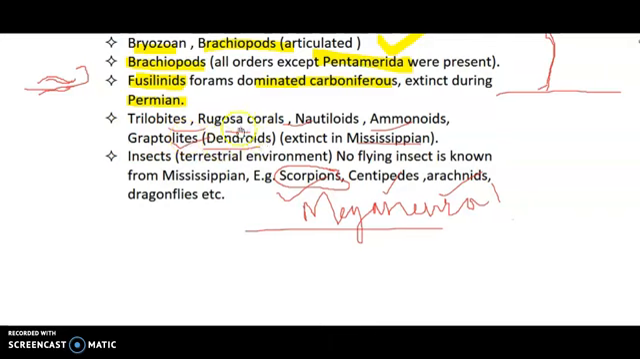By the way, we have talked about graptolite morphology in the previous videos. Dendroids are a type of graptolite which have a tree branch-like structure. They became extinct in the Mississippian, while our usual graptoloids became extinct in the Devonian.